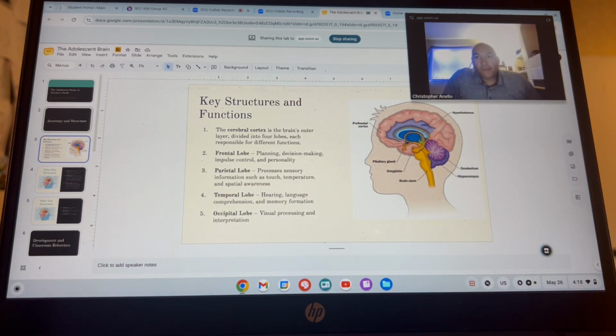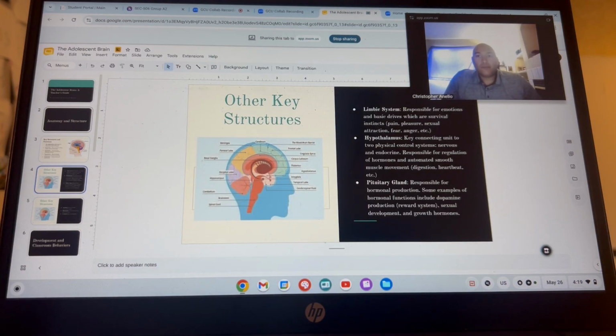This first slide here breaks down certain structures and functions in the brain. You've got the cerebral cortex, which is the brain's outer layer. It's got 4 lobes. You've got the frontal lobe, that's planning and decision making. The parietal lobe processes sensory information, so touch, temperature, things like that. There's the temporal lobe, which is hearing, language comprehension, and memories. And then the occipital lobe, which is visual processing and interpretation.